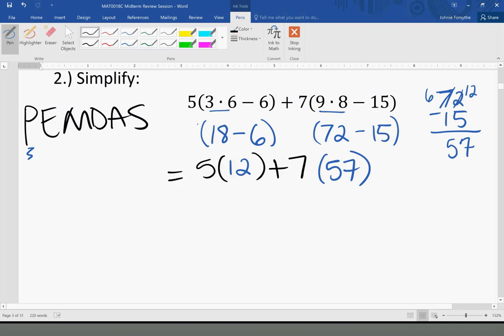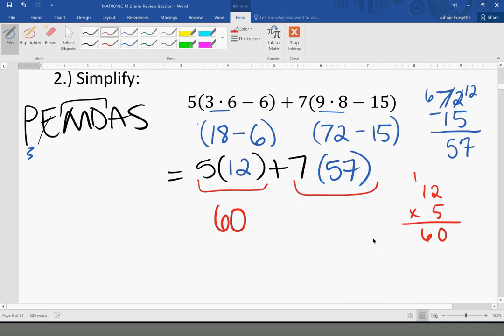So now we're going to continue on. We don't have any exponents, and next we have multiplication or division, whatever comes first from left to right. So we have multiplication here, 5 times 12. We'll do that on the side. 12 times 5. 5 times 2 is 10. Carry the 1. 5 times 1 is 5, plus 1 is 6. So we have 60. And then we're going to take care of 7 times 57.